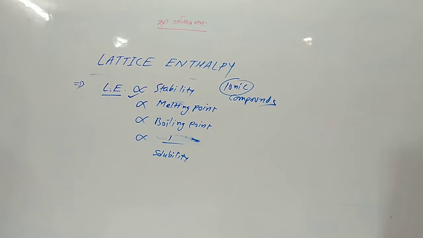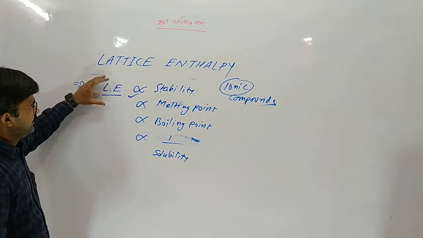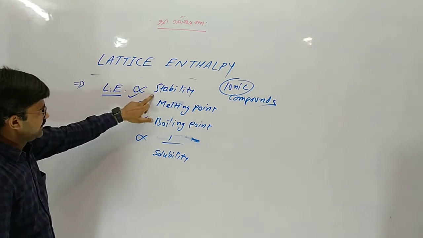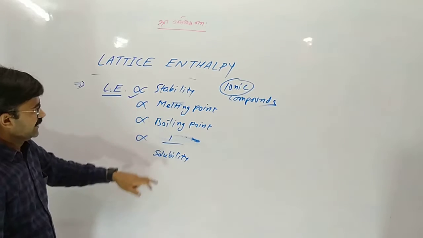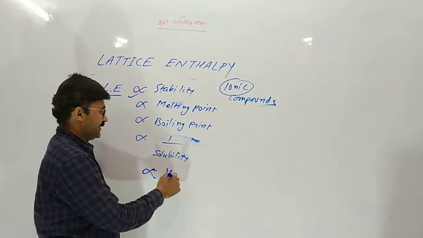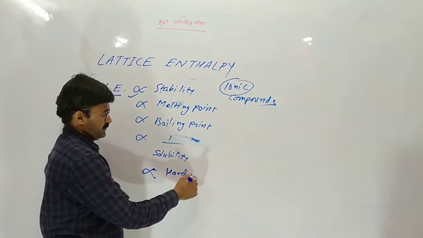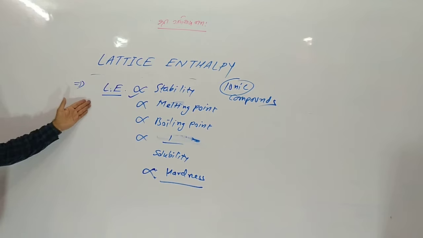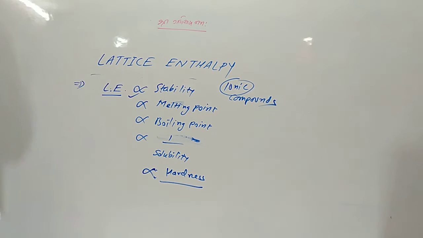Lattice energy is directly proportional to stability. Lattice energy high, enthalpy means energy. Stability high, melting point high, boiling point high, and hardness also high. But solubility is less. Other questions we can solve once we have defined lattice energy.